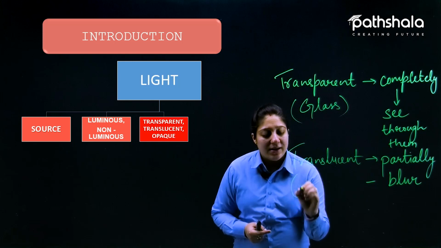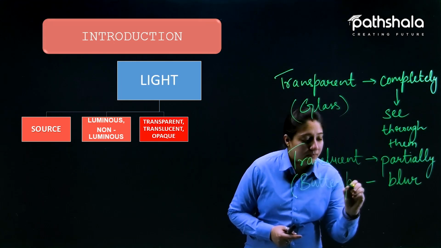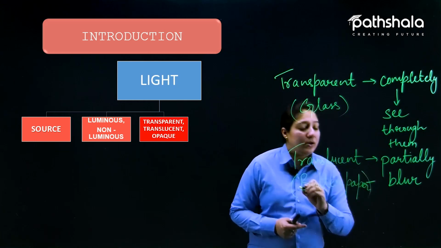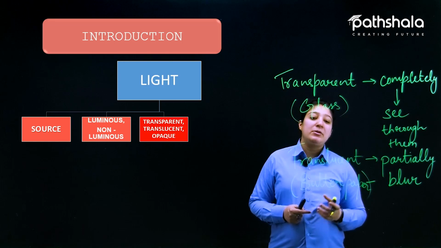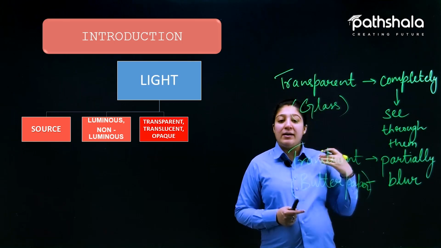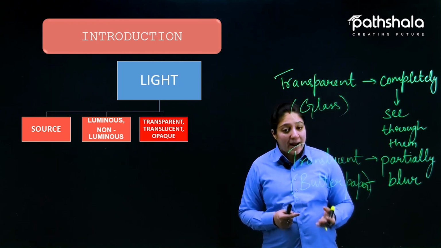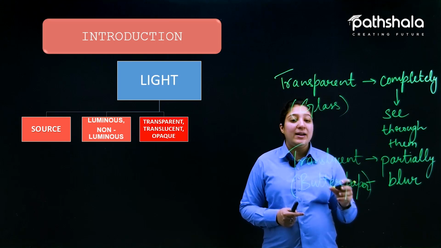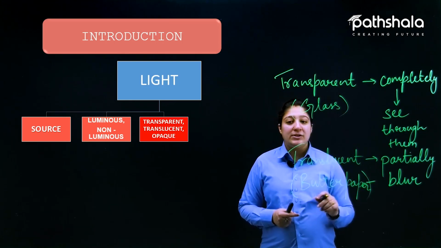So these types of objects are translucent. Here you can say that an example for that is butter paper. Or when you put some oil on paper, the paper becomes translucent, and when light passes through it, you will be able to see the objects present behind it, but quite blurred, not exactly, not properly. So these types of objects are translucent.